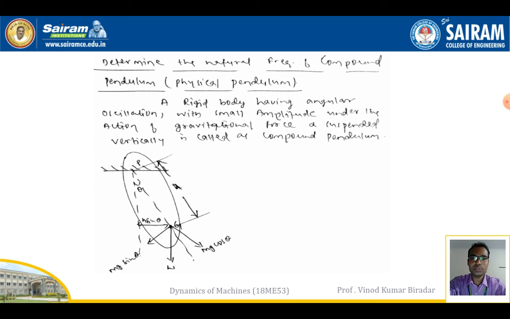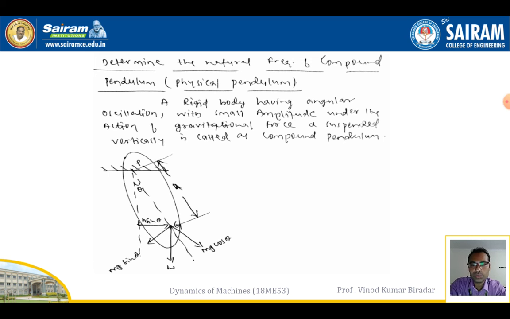Okay, so let us consider a rigid body having an angular oscillation with a small amplitude under the action of gravitational force and suspended vertically. This is called a compound pendulum. The compound pendulum is shown here, so look at the diagram.